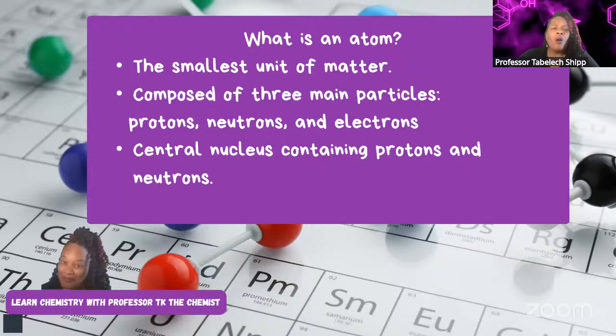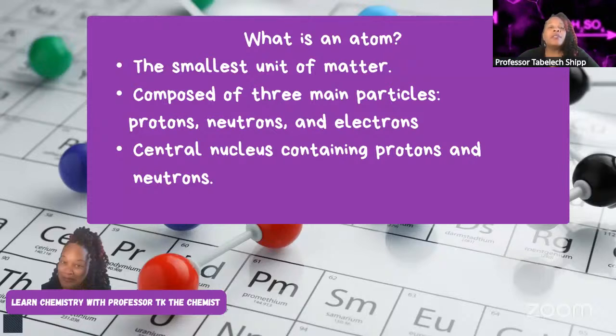On your screen, you'll see the definition of an atom. So what is an atom? It is the smallest unit of matter. It is composed of 3 main particles, and those particles are protons, neutrons, and electrons. And it has a central nucleus containing the protons and neutrons. I'm actually going to dive a little deeper on those 3 key words so that you all will know exactly what we mean as it relates to the atom.